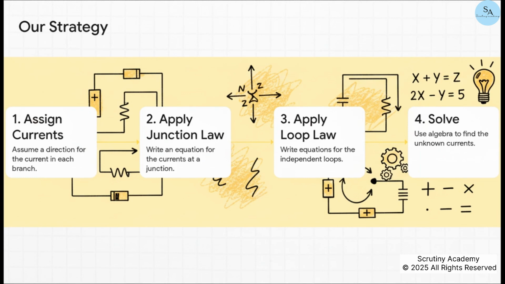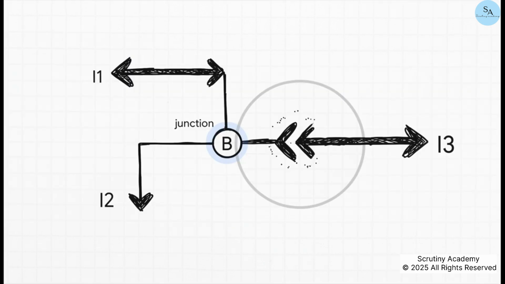So here's our 4-step game plan. First, we'll just guess a direction for the current in each path. Then, we apply our new laws to create a few equations. And finally, we solve them with some pretty simple algebra. And hey, don't worry if you guess the direction of a current wrong. The math will actually correct you. You'll just get a negative number at the end, which means it's flowing the other way. No big deal. Okay, step 1.